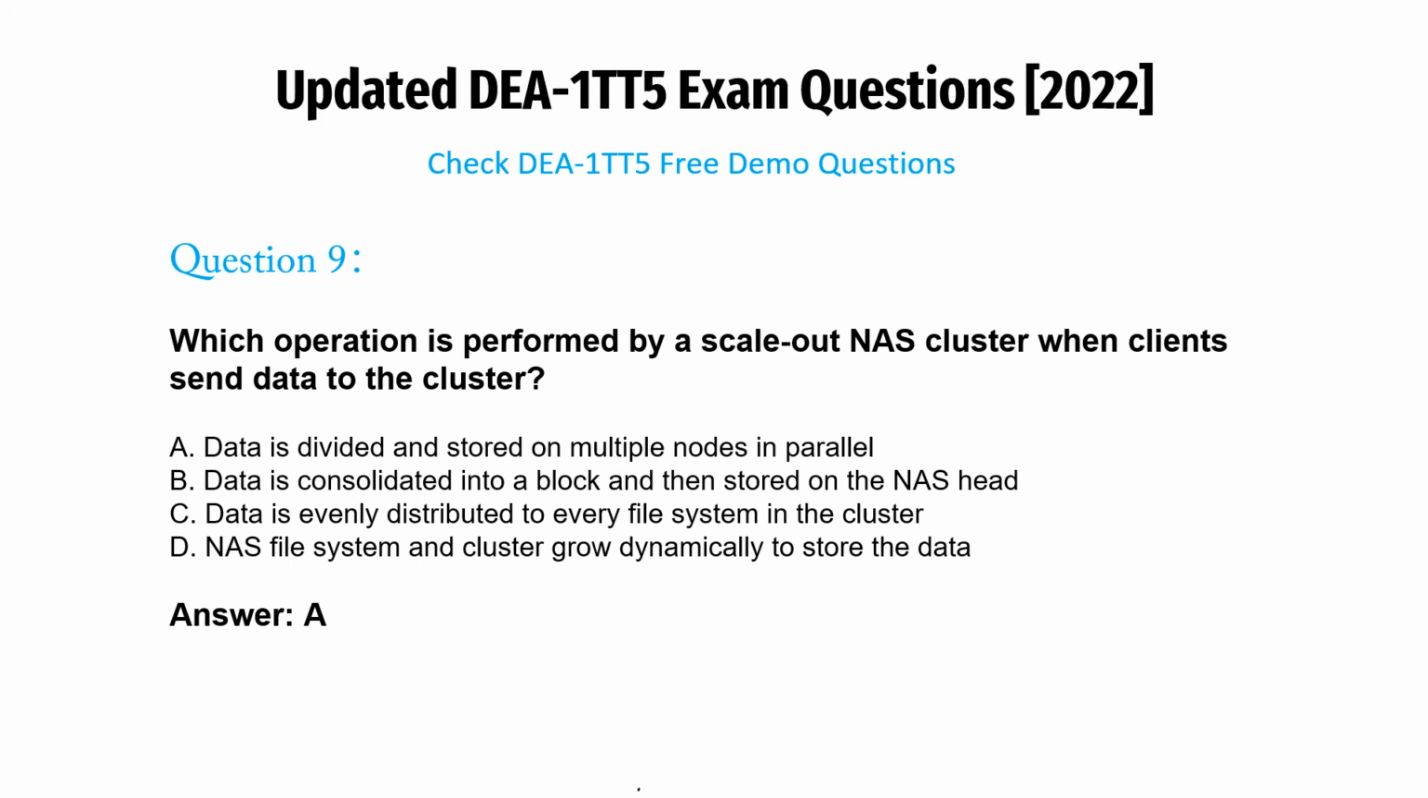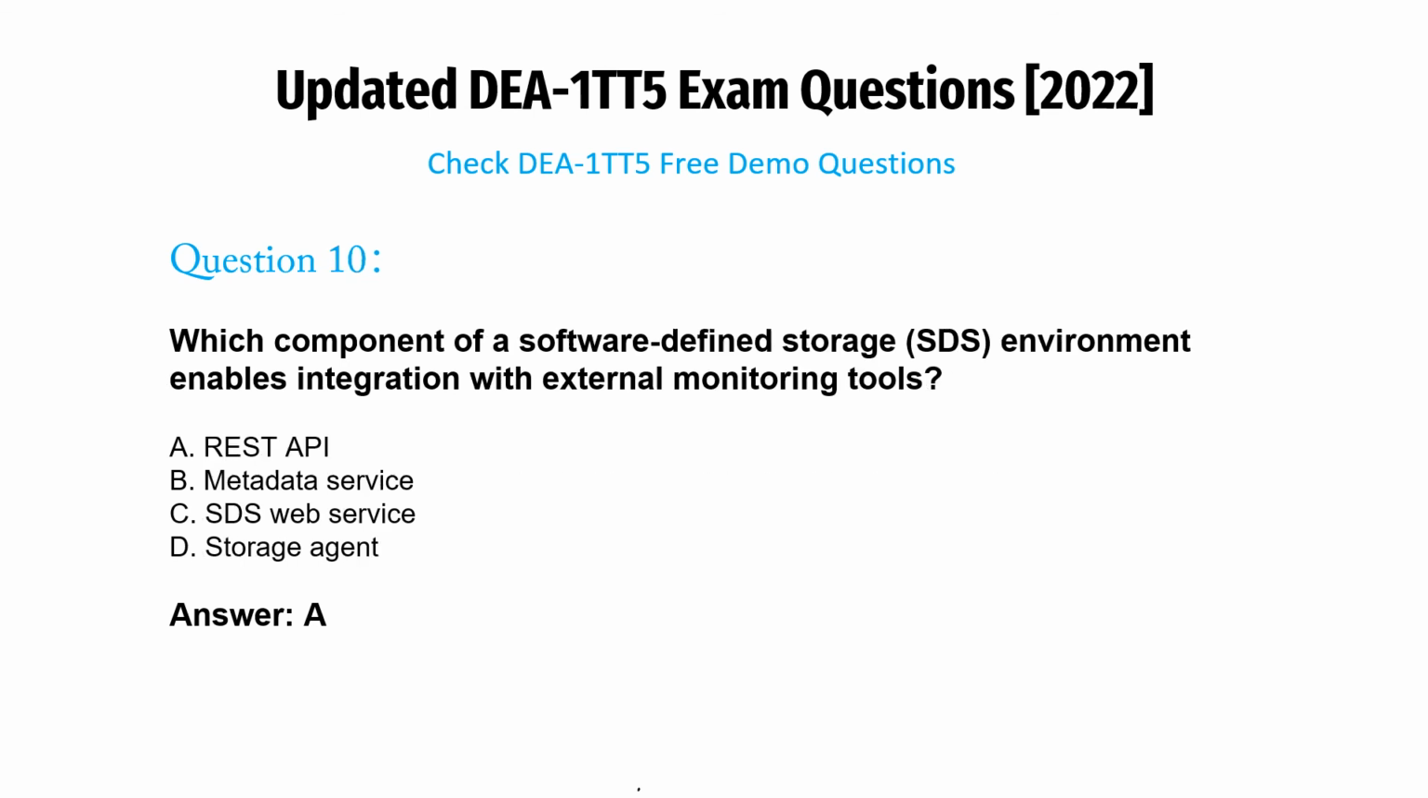Question 9. Which operation is performed by a scale-out NAS cluster when clients send data to the cluster? A. Data is divided and stored on multiple nodes in parallel. B. Data is consolidated into a block and then stored on the NAS head. C. Data is evenly distributed to every file system in the cluster. D. NAS file system and cluster grow dynamically to store the data. Answer A.